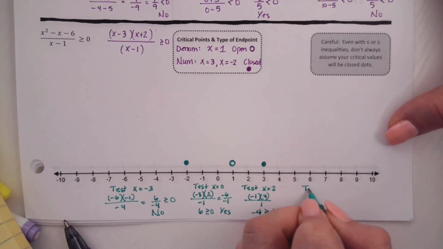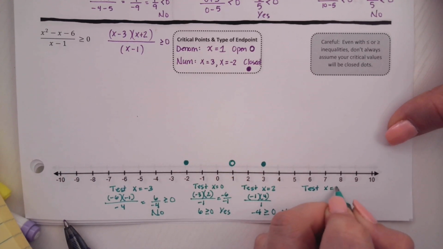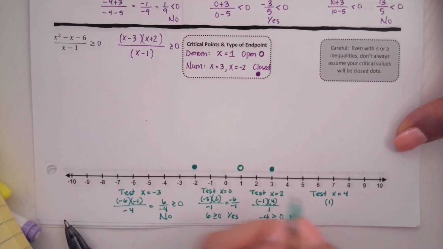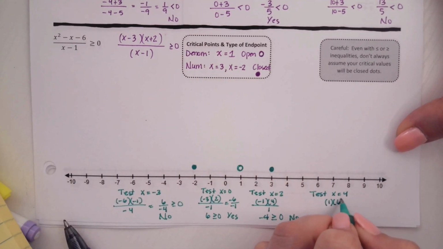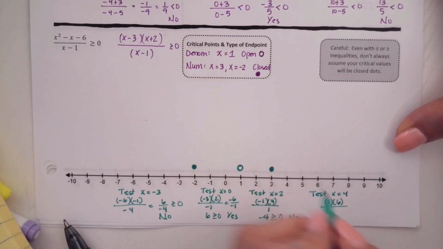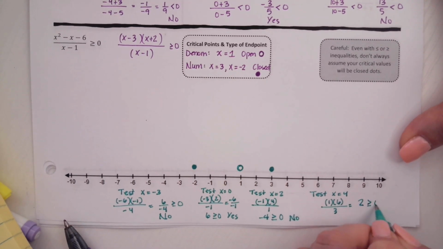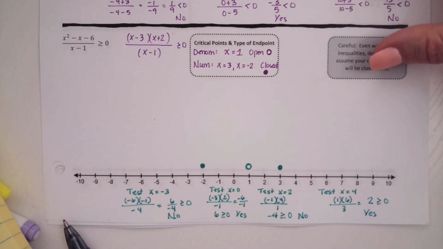And then lastly, checking something that's greater than 3. 4. So that'd be 4 minus 3, which is a 1. 4 plus 2, which is a 6. And then 4 minus 1, which is a 3. So that would be a 2. Is that greater than or equal to 0? Yes. So we found 2 areas where we would have solutions.